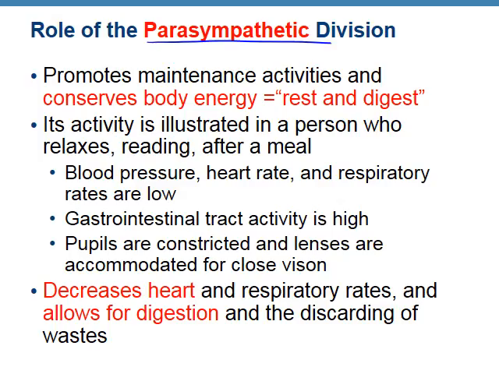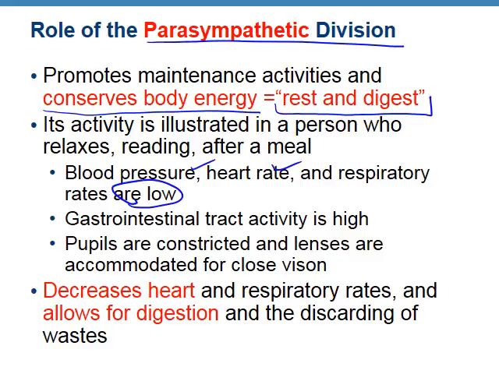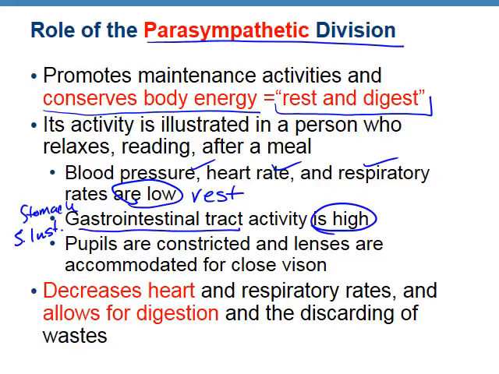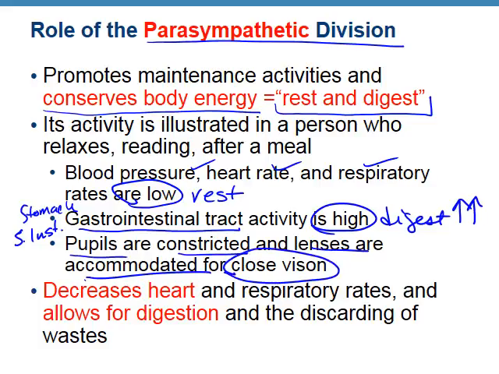Let's talk a little bit more about parasympathetic division. Basically, it conserves body energy. This is when we're in rest and digest. So we're going to lower blood pressure, heart rate, respiratory rate. So this is the rest part. And then your gastrointestinal tract, so this is your stomach and your intestines, right? Small intestines to be specific. That activity is really high. So this is the digest part where we're turning up activity. Your pupils are constricted and the lenses accommodate for close vision.